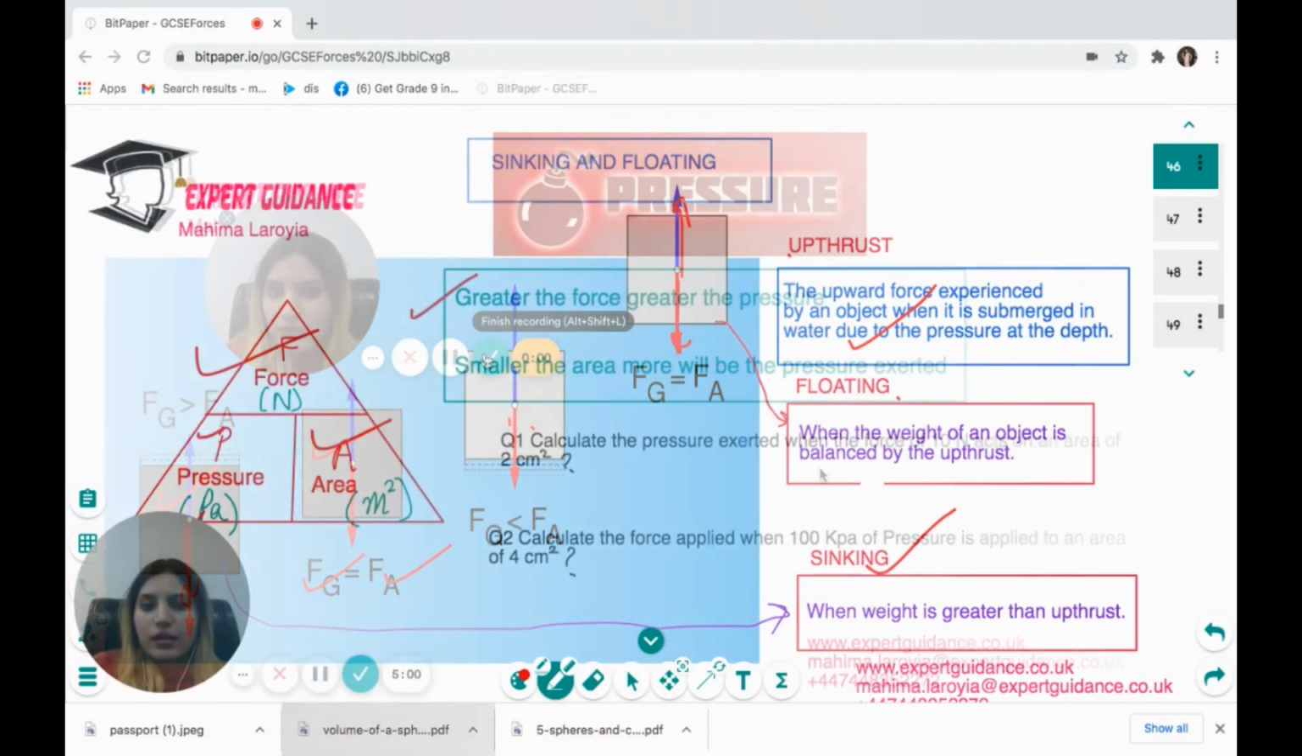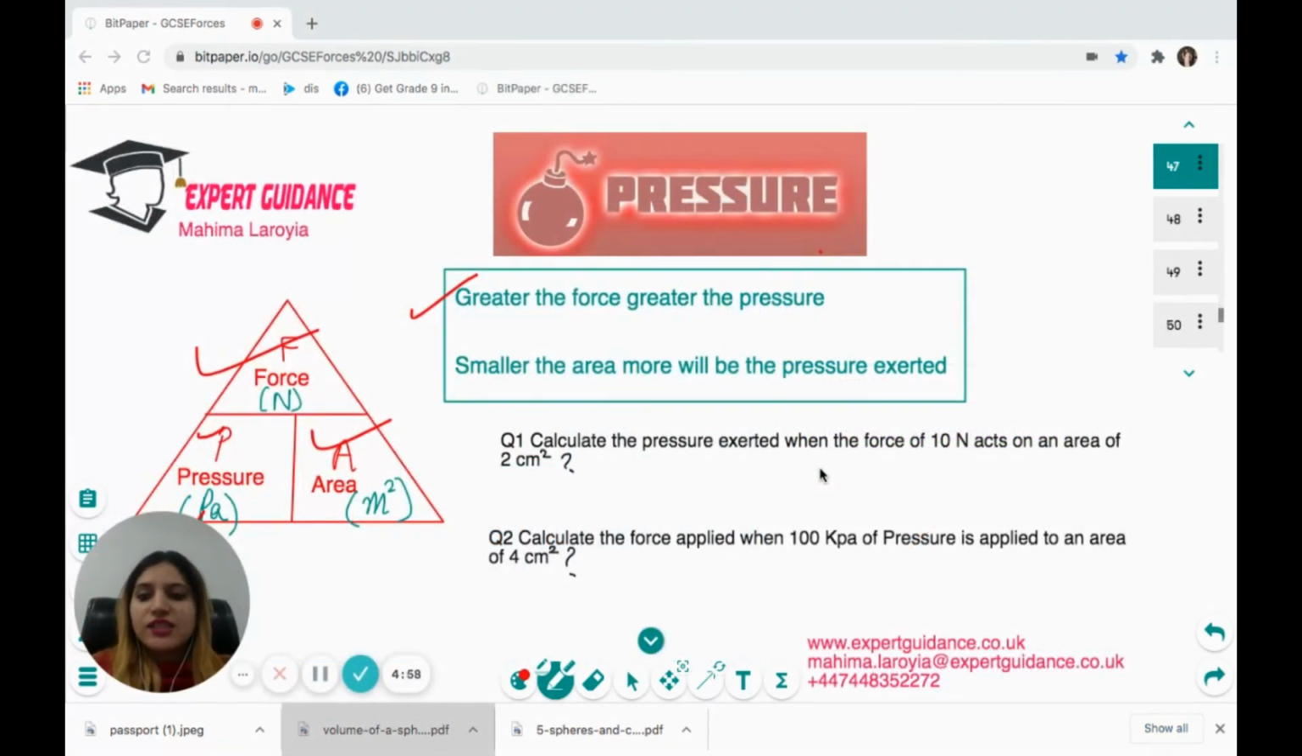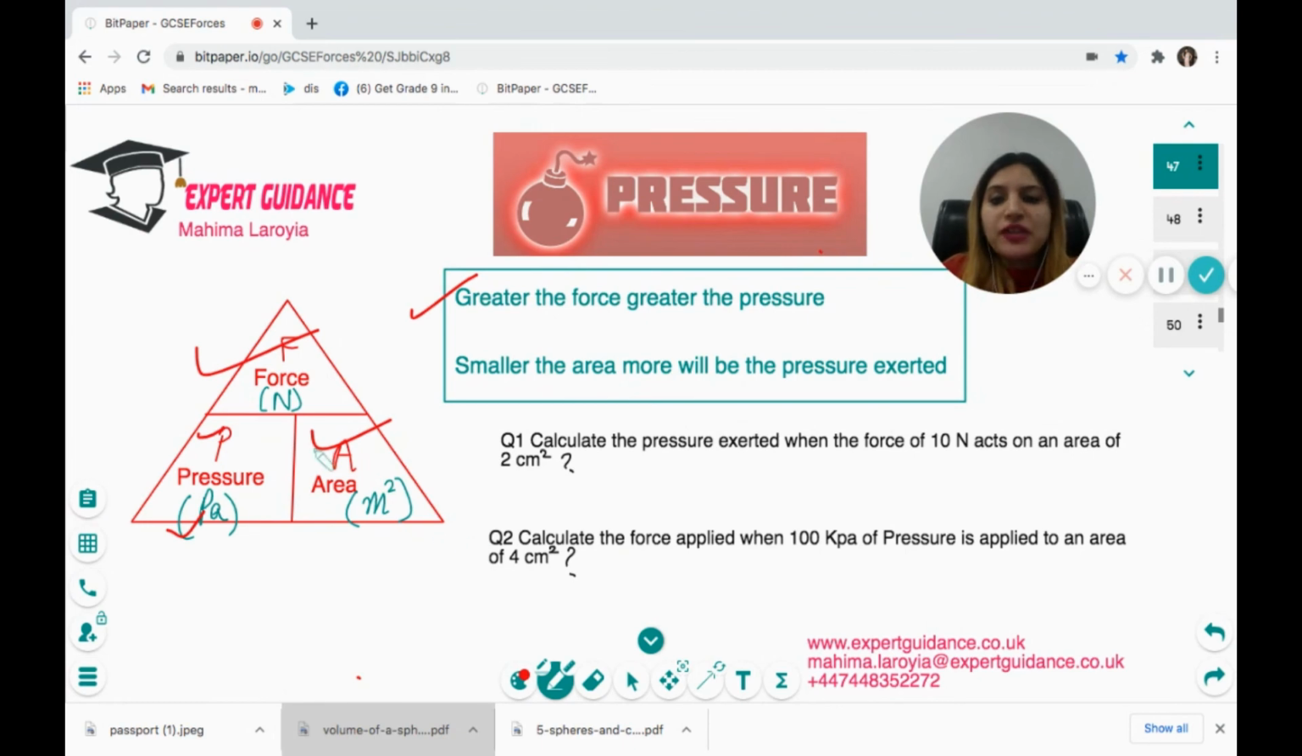Now let us move on to a very important concept of pressure. Pressure is measured in pascals, and that is given by the formula force per unit area, where force is in newtons, area is in meters squared, and pressure is in pascals. When we have greater force, we have greater pressure. The smaller the area, the more pressure is exerted.